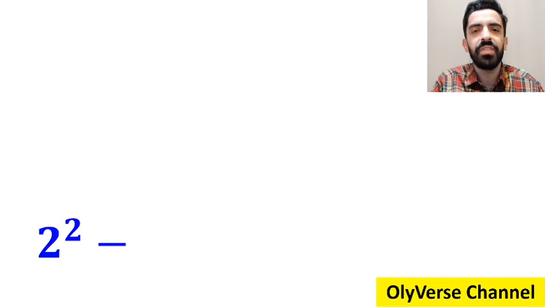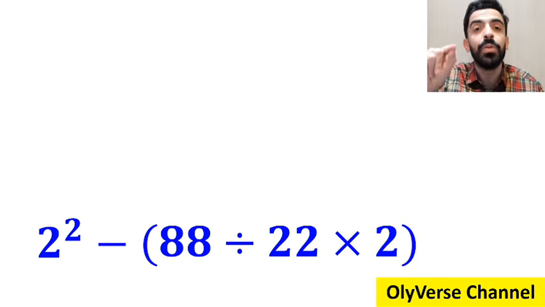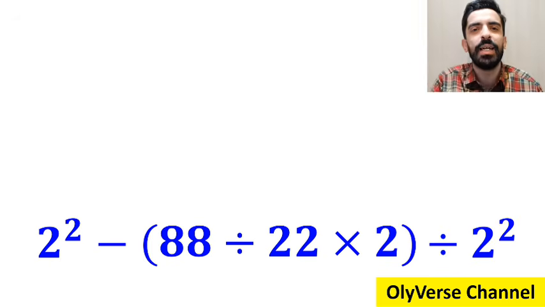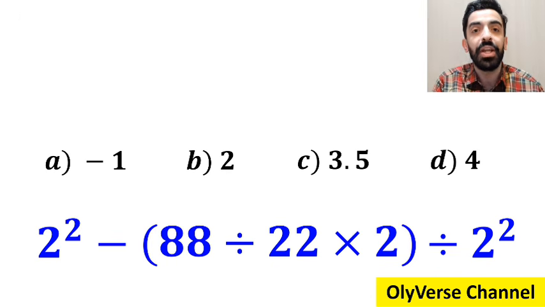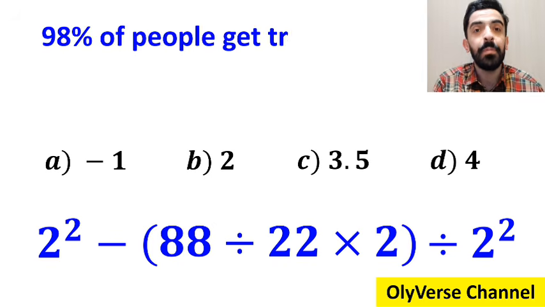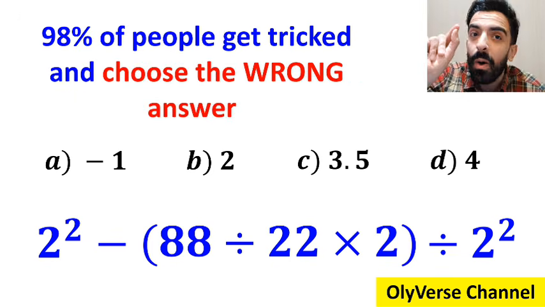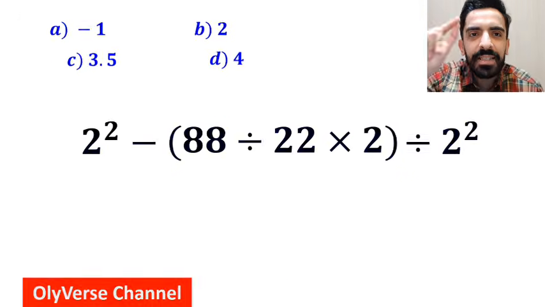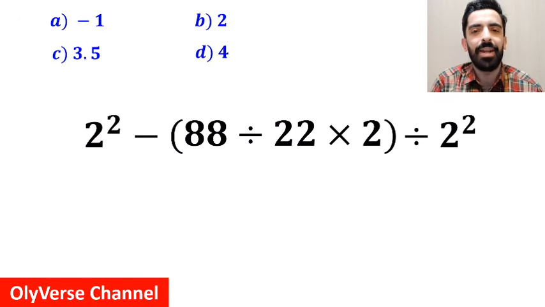What is the value of the expression 2 to the power of 2 minus (88 divided by 22 times 2), then divided by 2 squared? Which option do you think is the correct answer to this question? 98% of people get to read and choose the wrong answer. Let's dive in and break it down step by step together.